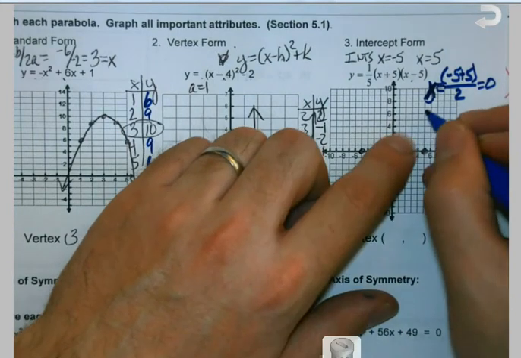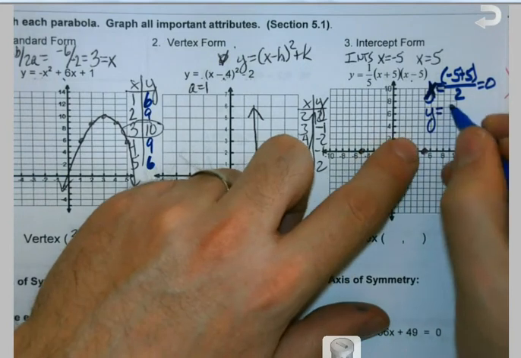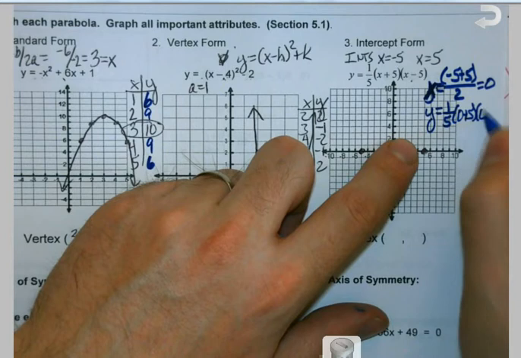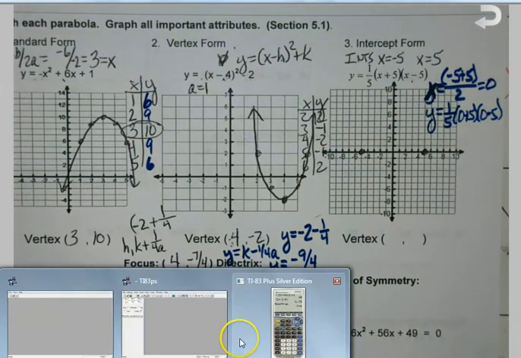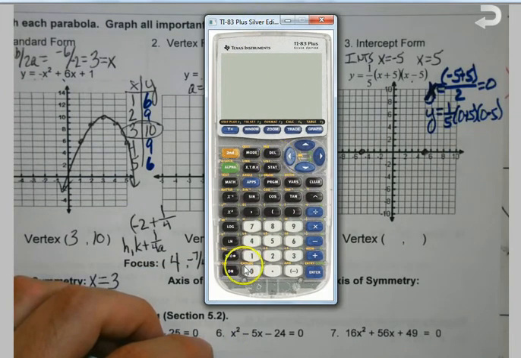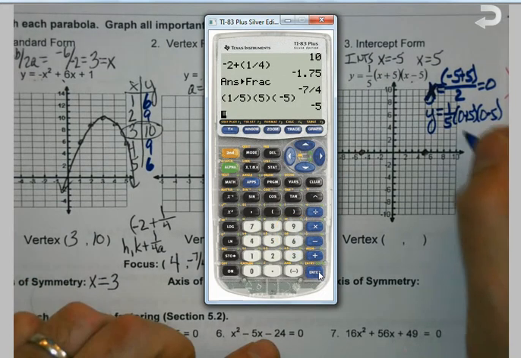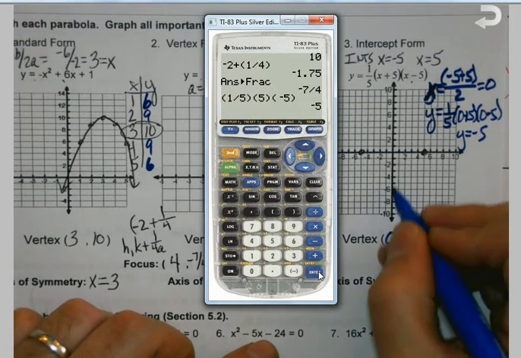To find y, basically, I'm just going to plug in that 0 in both places that I see an x. And again, if you don't want to try doing this on your own and you want to have a little assistance, there's no harm in that. Again, fractions in parentheses. 0 plus 5 is 5. 0 minus 5 is -5. Okay, and I get -5. So my vertex would be at 0, -5.